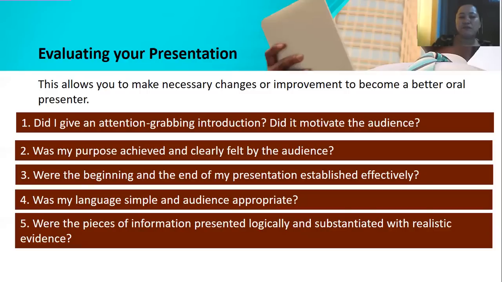And then you may also evaluate yourself by asking, did I give an attention-grabbing introduction? Did I motivate the audience in your simulation or in your performance? Of course, that is rehearsed, so you have a lot of chances to assess your introduction, your conclusion, or even your main points. Okay, but in your actual presentation soon in your career, you may do this evaluation.